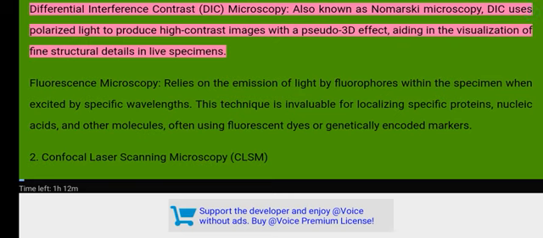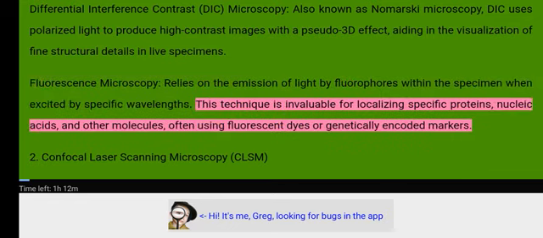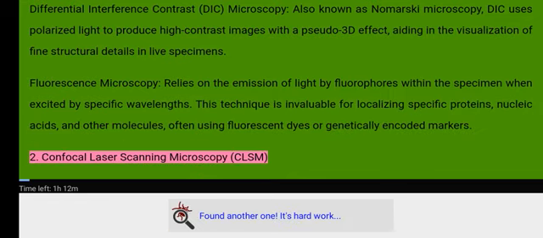Differential interference contrast, DIC microscopy, also known as Nomarski microscopy, uses polarized light to produce high-contrast images with a pseudo-3D effect, aiding in the visualization of fine structural details in live specimens. Fluorescence microscopy relies on the emission of light by fluorophores within the specimen when excited by specific wavelengths. This technique is invaluable for localizing specific proteins, nucleic acids, and other molecules, often using fluorescent dyes or genetically encoded markers. 2. Confocal laser scanning microscopy, CLSM.